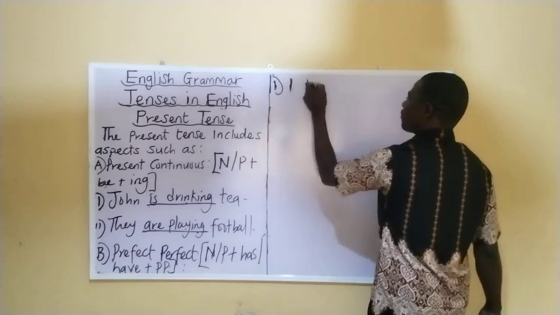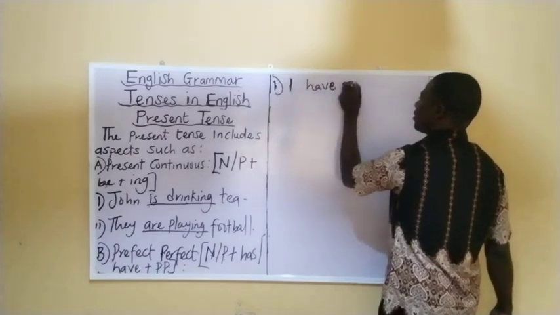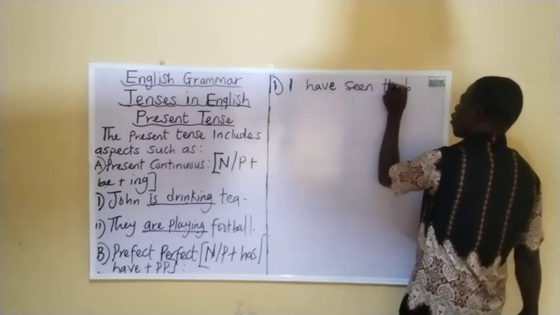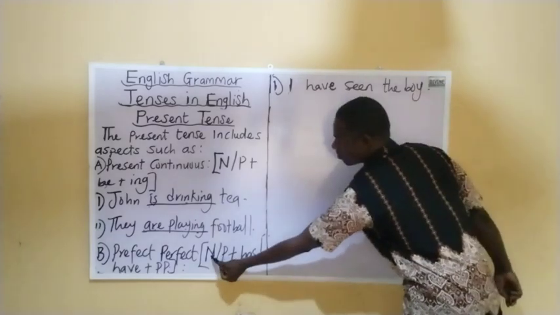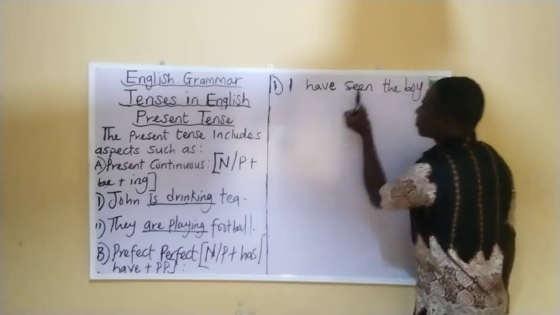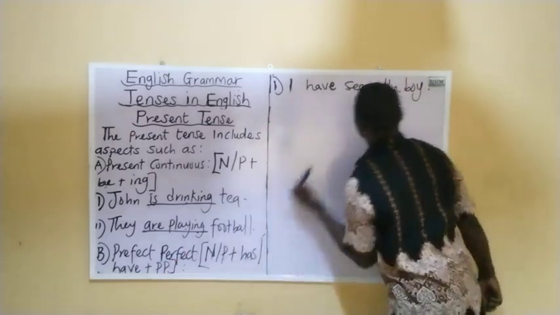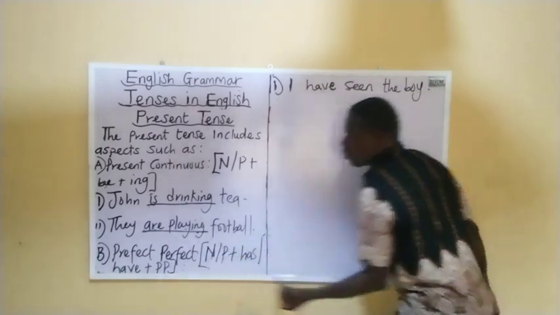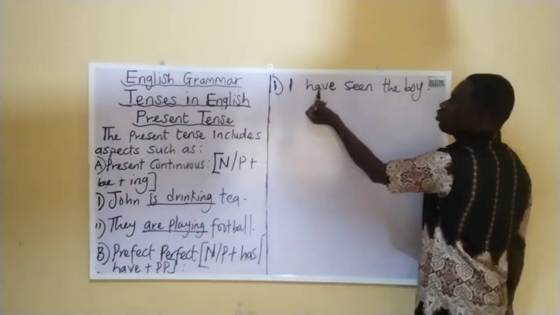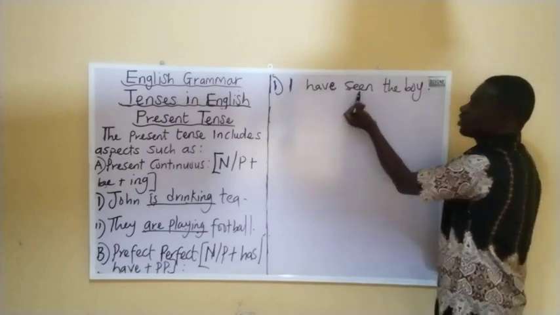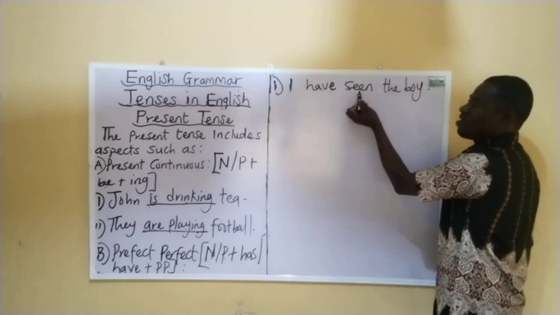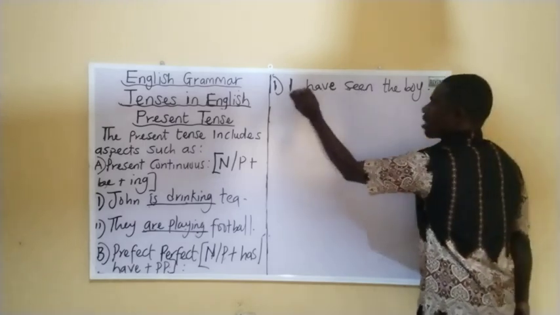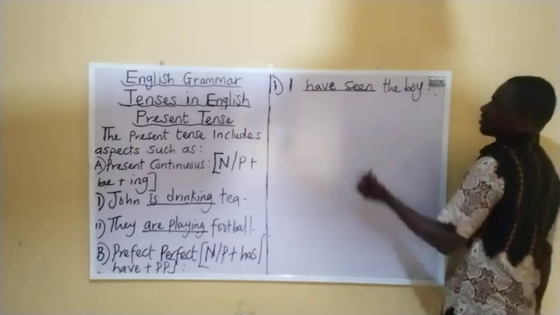I have seen the boy. I is a pronoun. Have is from the verb have. Then seen is the past participle of see. So in other words, anytime you use the verb has or have, you must use the past participle form of the main verb. And the past participle form of see is seen. So have seen. I have seen the boy.